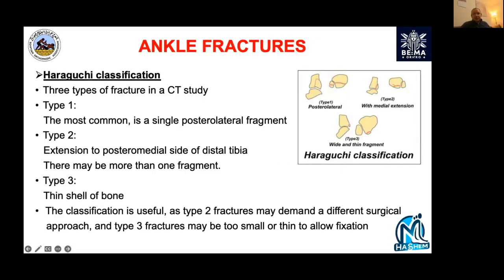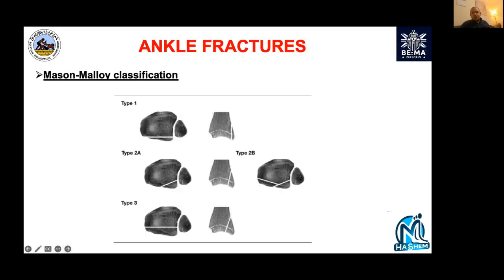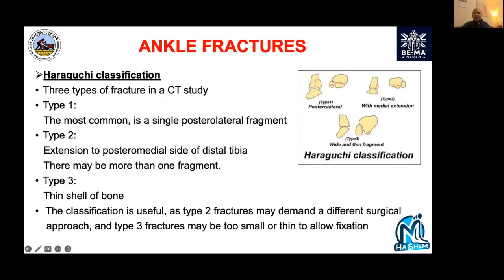As you see, type 1 is just the posterolateral fragment, and this is what you see more often. It is mostly because of a rotational injury and failure posteriorly, where the posterior inferior tibiofibular ligament avulses the Volkmann's fragment. Then type 2 is a posterolateral fragment with a medial extension, so you actually have 2 fragments, one posteromedial and one posterolateral. Then type 3 is when there is only a small shell of bone, a very minimal avulsion which you don't need to care about. So type 1 posterolateral, type 2 posterolateral and posteromedial extension, and type 3 a wide and thin fragment.